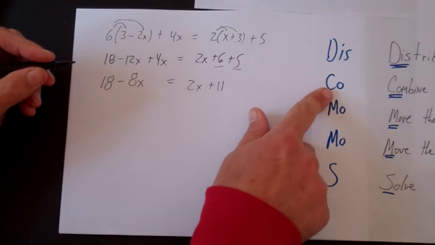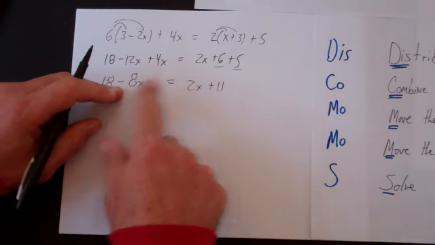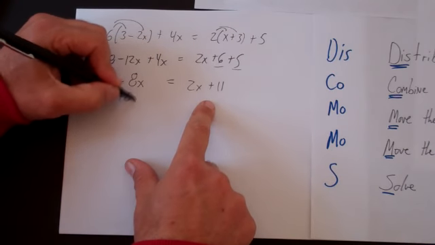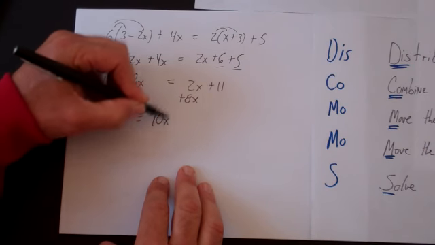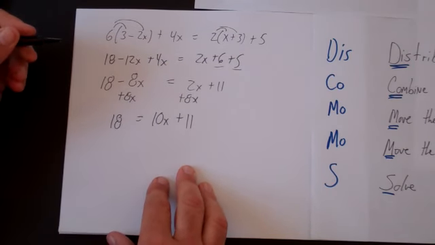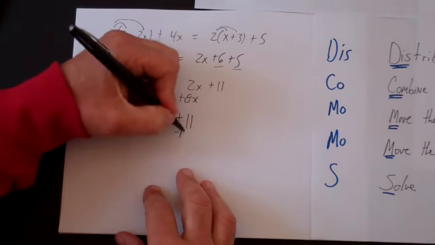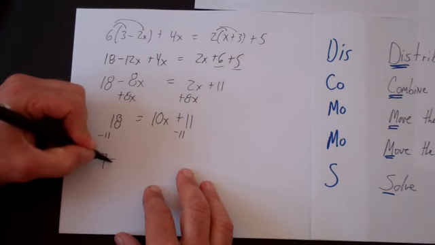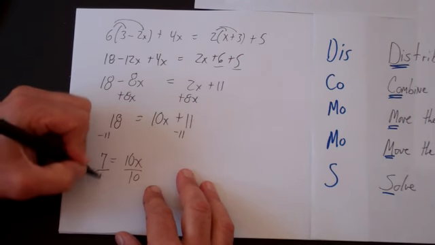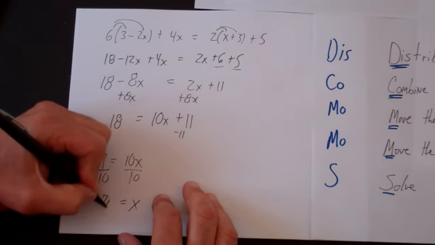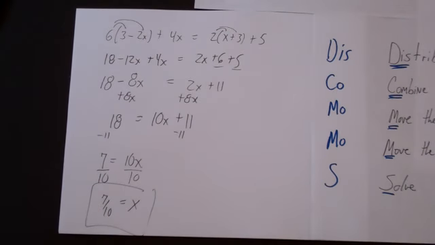After you distribute and combine like terms, you're going to move the x's to one side. It doesn't matter which side to move them to. This time I'm going to move them over here, so I'm going to add 8x and add 8x. And I get 18 is equal to 10x plus 11. Move the numbers to the other side. Since I moved the x's here, I'll move the numbers over here. So I'll subtract 11 from both sides, and I get 7 is equal to 10x. Now we're going to solve. In this case, I'm going to solve by dividing, so I divide by 10. I get x is equal to 7/10. If I want to check it, I just plug this back into the problem. And that's how you solve linear equations.